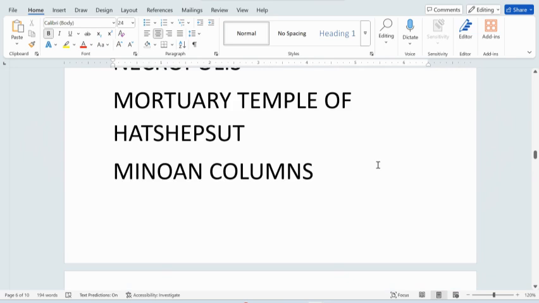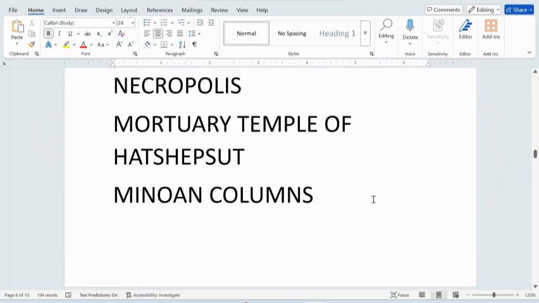All right, before we get to necropolis, Narmer is on the test. Narmer. Remember the Palette of Narmer? So the name Narmer pops up on the test. And he was the king that's on the Palette of Narmer. And then necropolis.